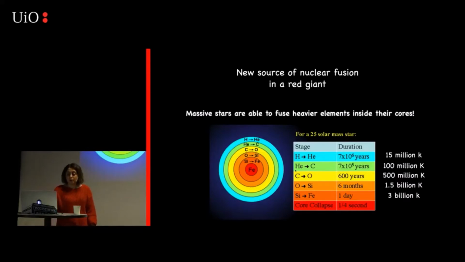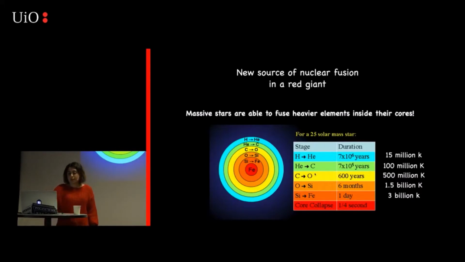In order to continue and fuse heavier elements like carbon, we need stars with higher mass. Only stars which have a mass of more than 25 times that of our Sun can go through all these cycles. And they can even fuse silicon to make iron. This process needs approximately 3 billion Kelvin. And it's very quick. It only takes 1 day.